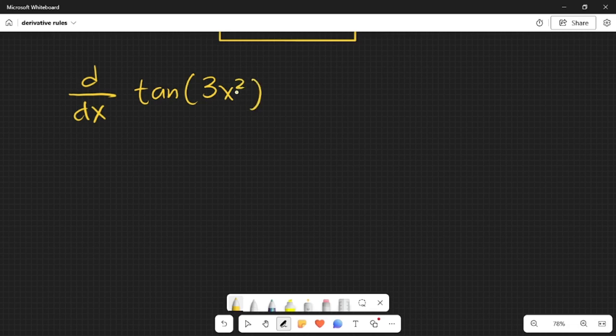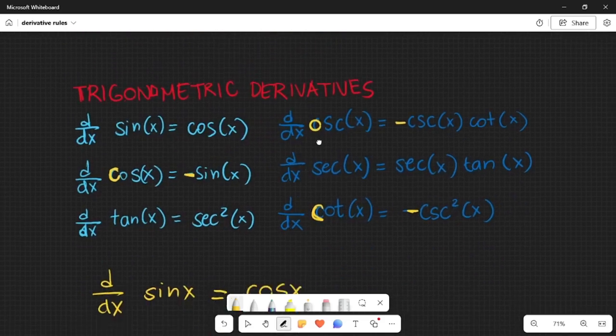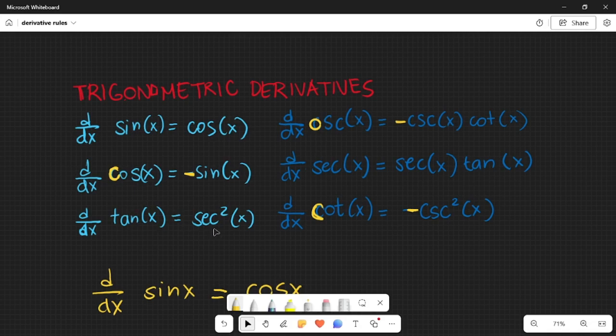And for our last example, we're going to find the derivative of tangent 3x squared. This is a chain rule function. So what we're going to do is we're going to find the derivative of tan. What's the derivative of tangent? The derivative of tangent is secant squared x.